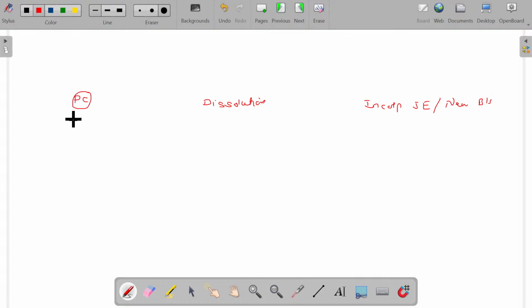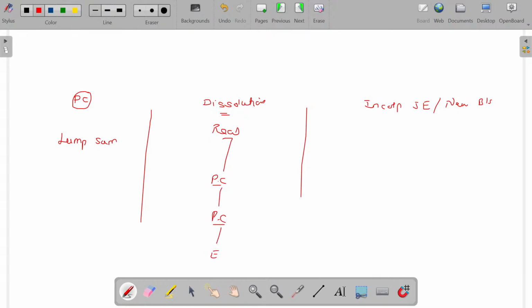We have 4 methods of purchase consideration. The easiest one is lump sum. Straight away, the worth is given under this method, the lump sum method. In case of dissolution, you have to prepare realization account, purchasing company or purchase consideration account, purchasing company, and then equity share capital. What we have done here is ledger. Not only ledger, you sometimes need to pass the journal entry also. In this illustration, I have asked you to pass journal entry and prepare the ledger to dissolve the company.